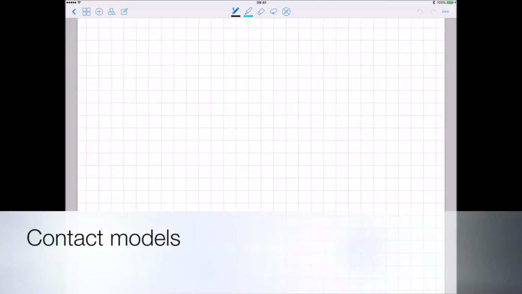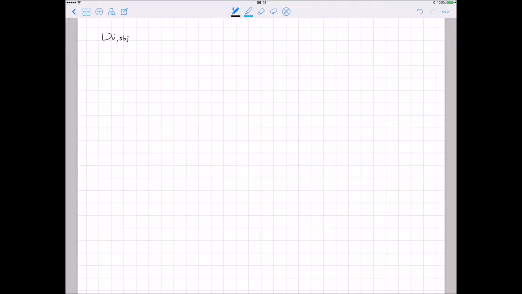How to evaluate the twist of each contact on the object and the twist on each contact on the hand. Now let's see what we get when we put together these two twists through the contact.